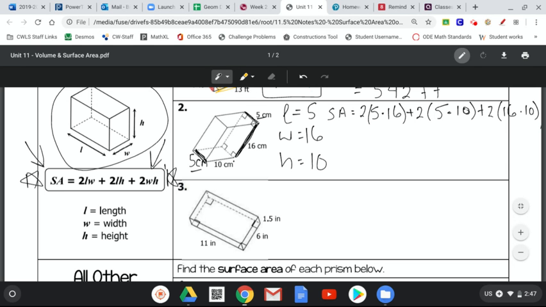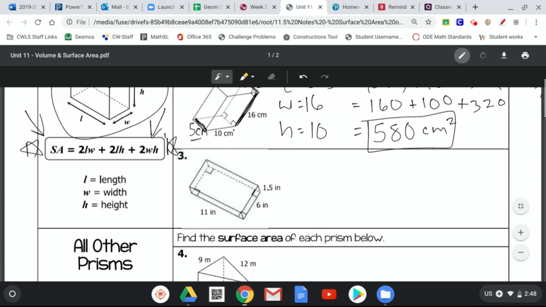All right, so once we do that, and again, this is where you're going to do the 5 times 16 times 2, which is 160. And then you're going to do the 5 times 10 times 2, which is 100. And then lastly, you're going to do 16 times 10 times 2, which is 320. And then that is going to equal 580 when you add those all together, centimeters squared. And that is our final answer for that one.